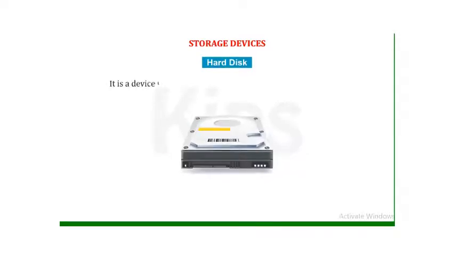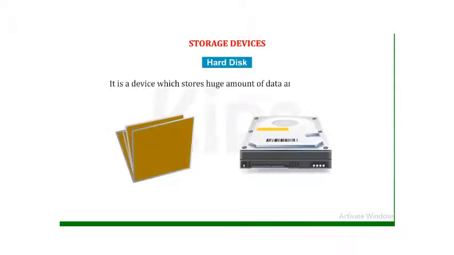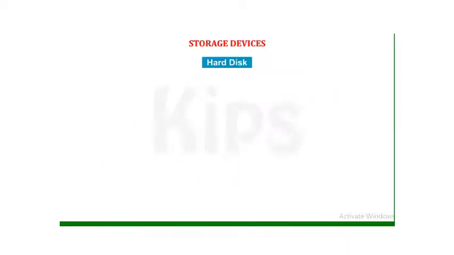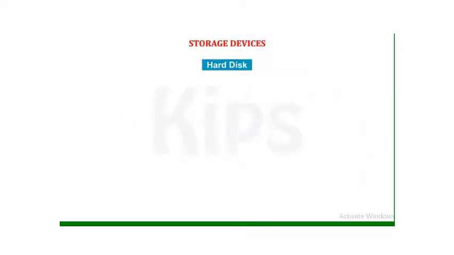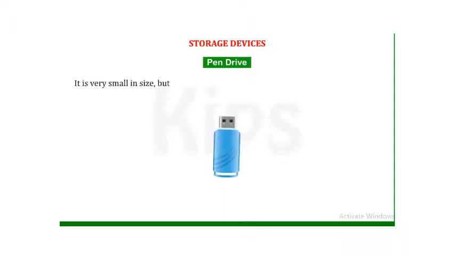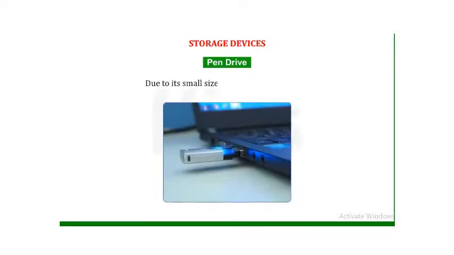Hard disk is a device which stores a huge amount of data and information. It is present inside the CPU box. Pen drive. It is very small in size but can store and transfer a lot of data from one computer to another. Due to its small size, it can be handled easily.